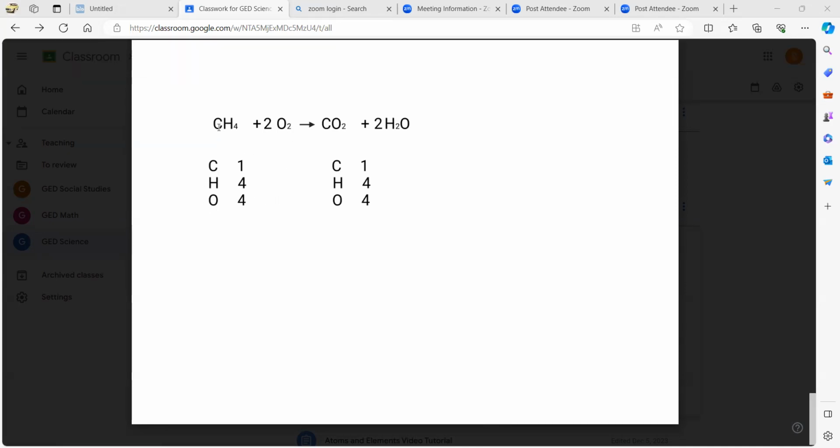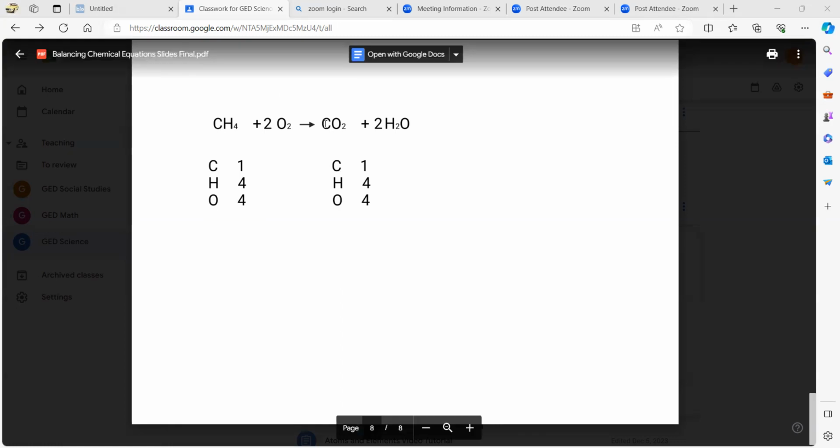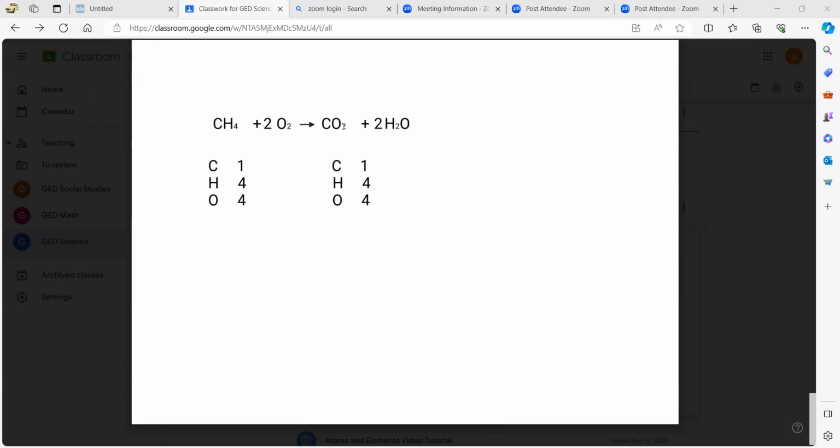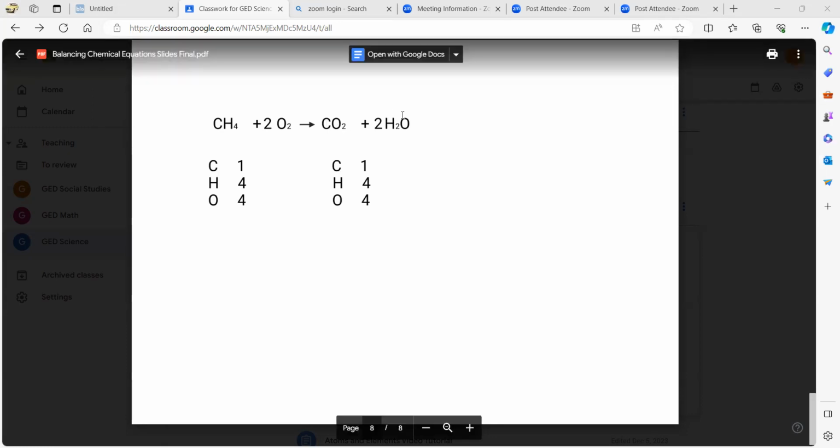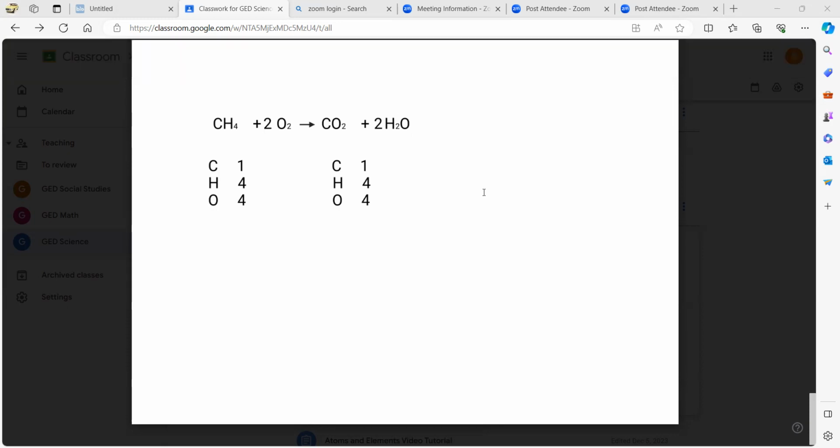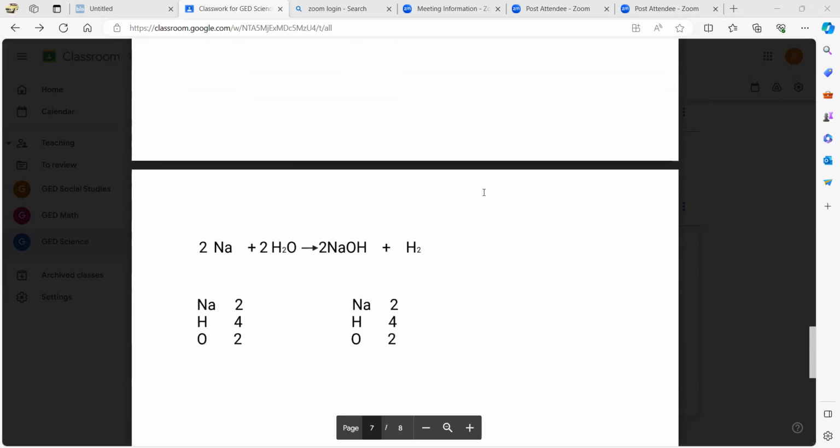So now I have 1 carbon, 1 carbon. I have 4 hydrogens. 2 times 2, 4 hydrogens. And then I have 2 times 2, 4 oxygens. 2 oxygens here, 2 times 1, 2 oxygens here. Everything is balanced now. All right, let's go ahead and do the last one.